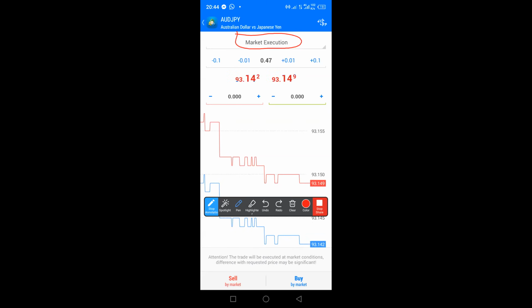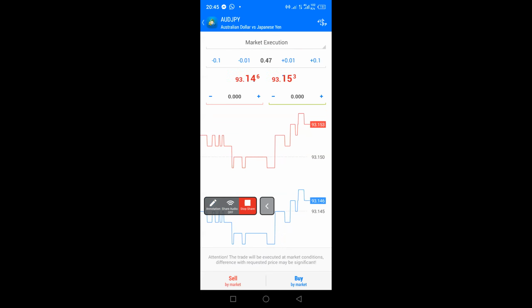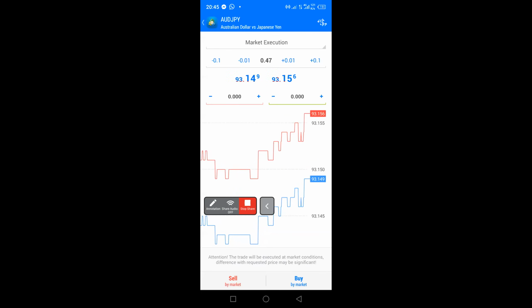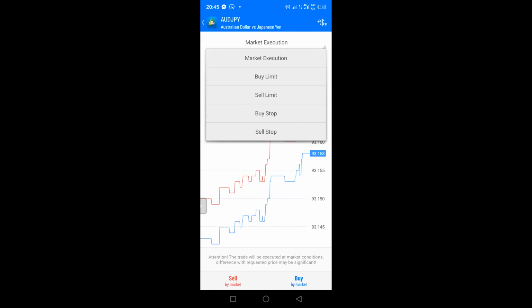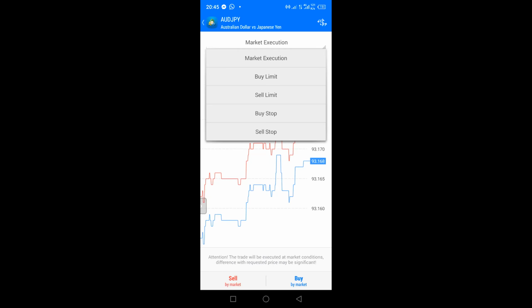Of course, there are some in between, but traders don't use them that much. So if I click on that market execution, it opens up other ones for me. So you see, market execution is one. Buy limit and sell limit is another one. Those are limits. Then we'll have buy stop and sell stop. So the buy limit, sell limit, buy stop, sell stop, market execution we discussed two days ago. Here you are. This is where we apply them, right? This is where we apply them.